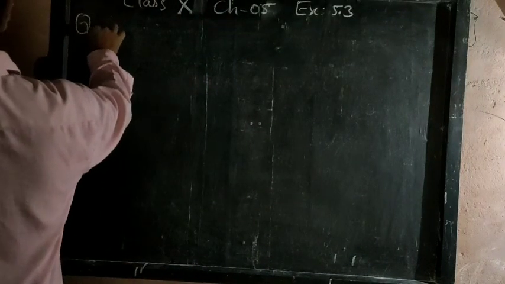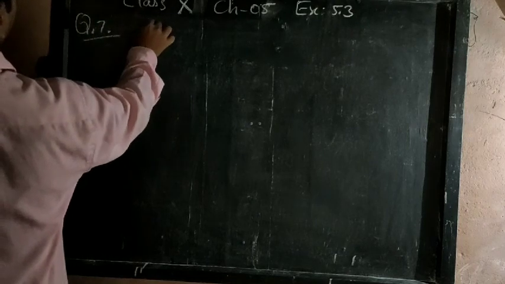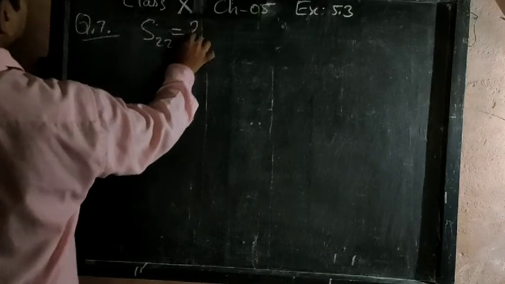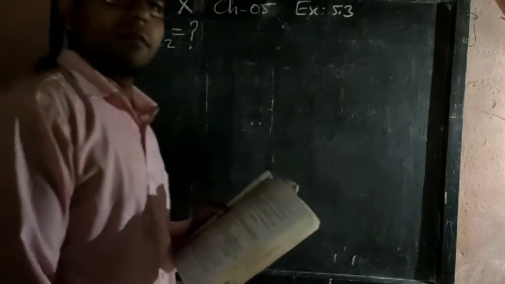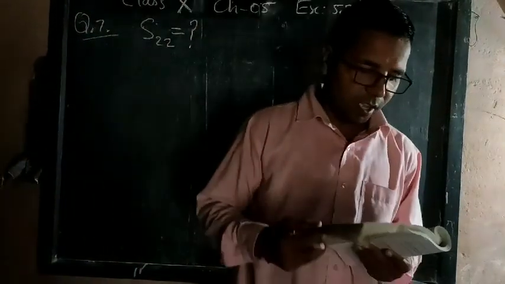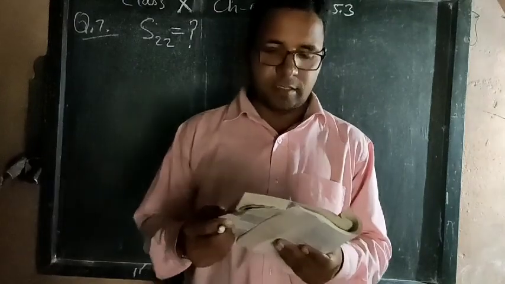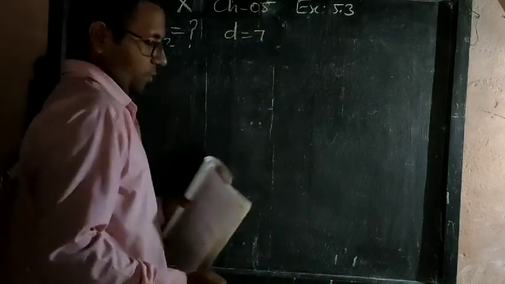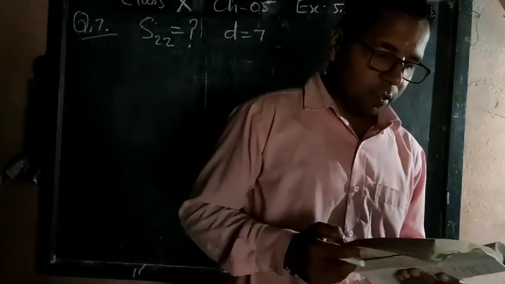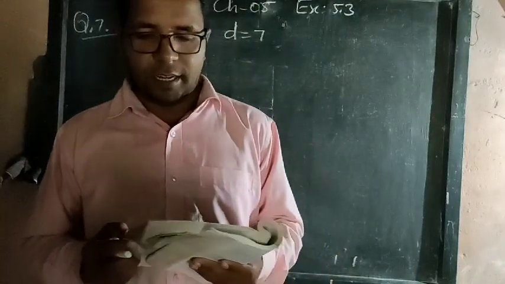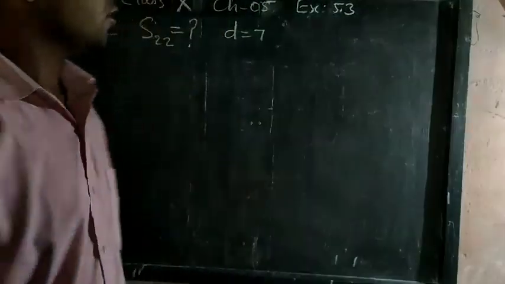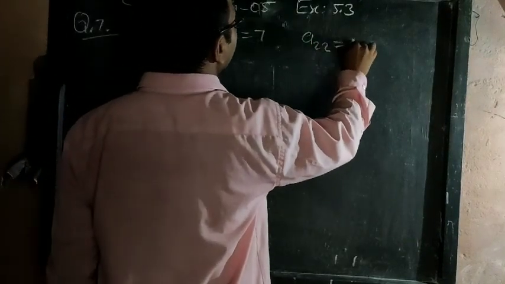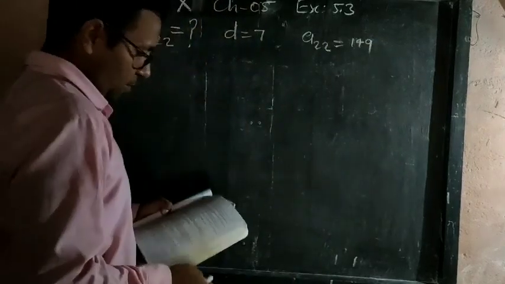That means what we will write down here. This question is asking us to find the sum of first 22 terms. After that, d, the common difference, is given as 7, and the 22nd term is 149. So the 22nd term, that means a22, is equal to 149. This much is given here.